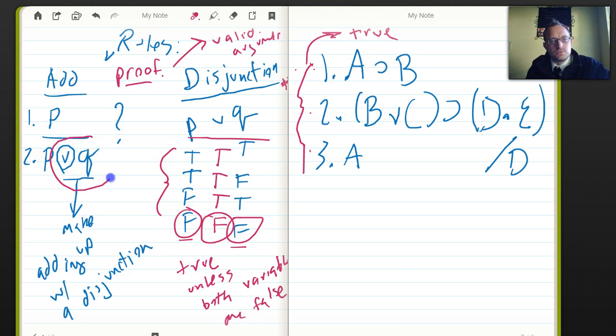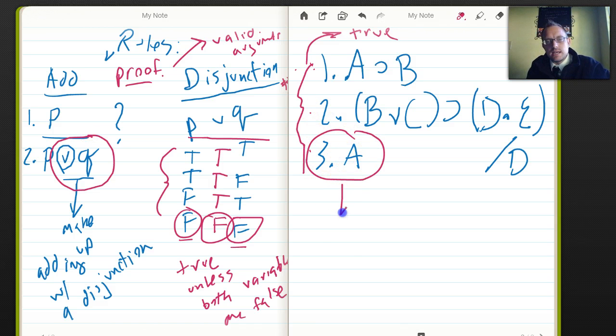So when I go back to the rule of addition, if I take this premise, let's say premise A, and I want to do an addition. Let's just say I want to add B. Am I allowed to do it? Yes, you are allowed to do it. But what if B is false? The answer is it doesn't matter because A is still true.